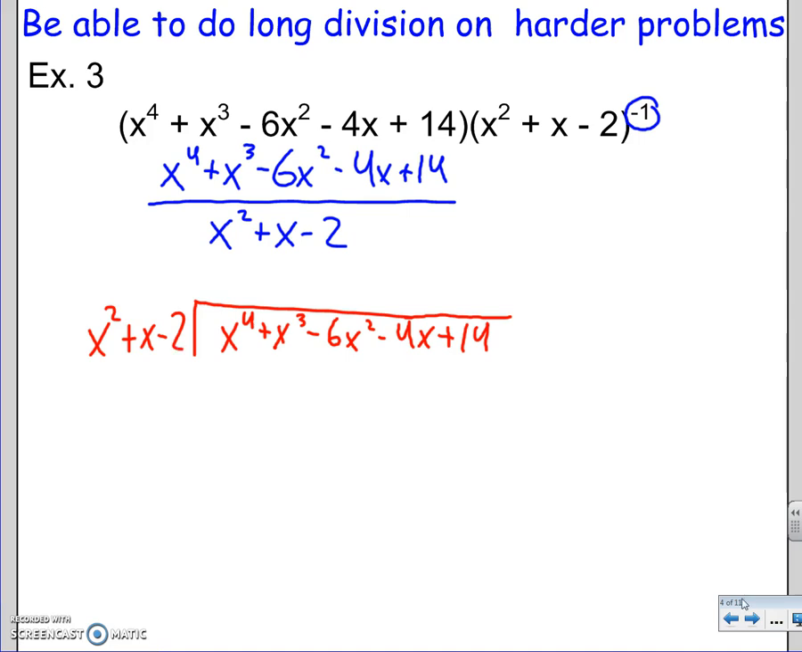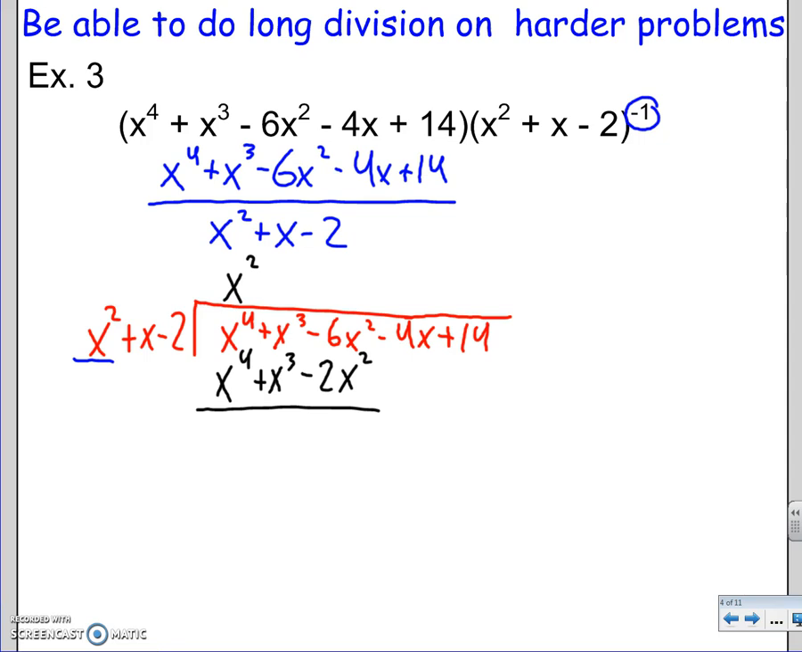So again, I'm trying to figure out how to make this first thing match that first thing. How does this x squared turn into x to the 4th? I'm going to multiply by x squared. So when I distribute x squared to everything on the left, x squared times x squared is x to the 4th. x times x squared is positive x cubed. And negative 2 times x squared is negative 2x squared.